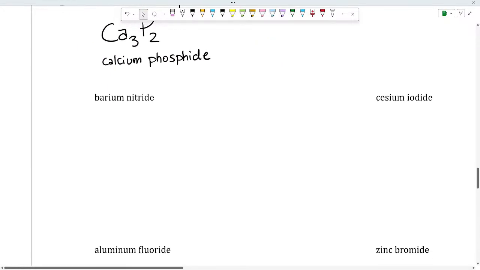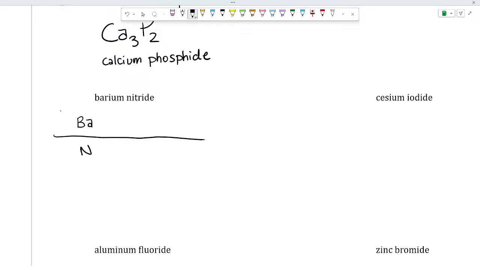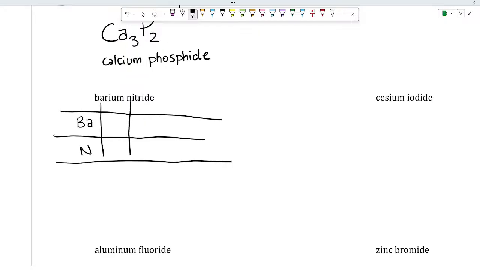Let's go down to barium nitride. Barium and nitride means nitrogen. And boy, if I've drawn this table once, I've drawn it 6,000 times. How many electrons does barium want to give up?